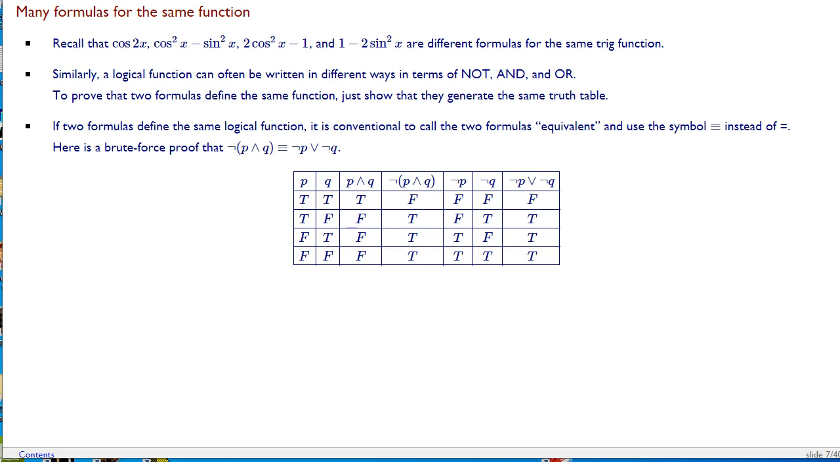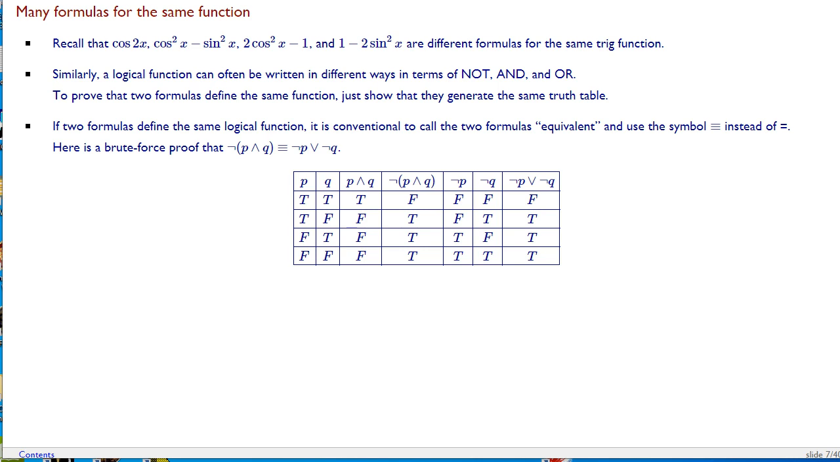So here is a formula of Boolean algebra. Not (P and Q) is the same function as not P or not Q, sometimes known as De Morgan's law. How do we prove this? By brute force. We make a table with all possible combinations of values of P and Q, and then we go through it line by line.